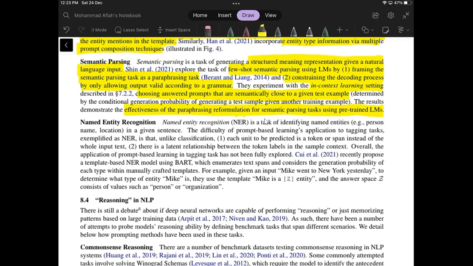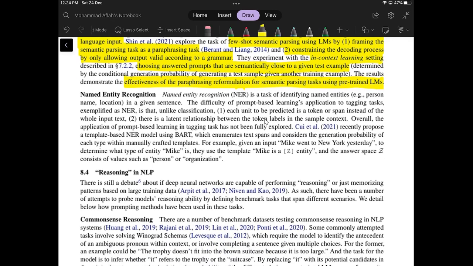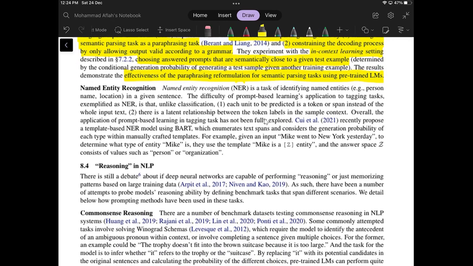So again, what is semantic parsing? It is generating the structured meaning representation given an input, and for this, the best results were obtained by framing the semantic parsing task as a paraphrasing task where you ask the model to paraphrase it, and then you constrain the decoding process by only allowing output valid according to a grammar which you have.